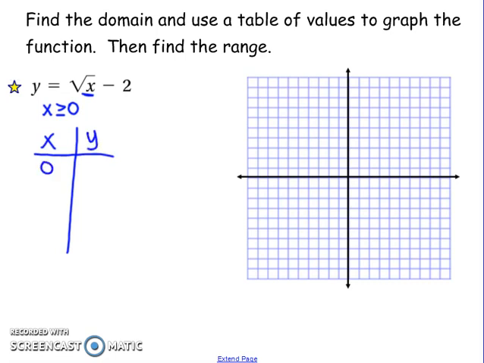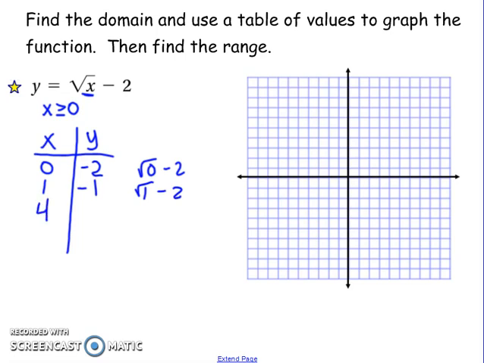So we're going to start with that x value, which is 0. If we plug it in, we're going to do the square root of 0 minus 2. So that's going to be negative 2. Again, we want what's underneath the radical to be a perfect square, so that way we can take the square root of it and get a whole number. So I'm going to use 1. So the square root of 1 minus 2 is going to be negative 1.